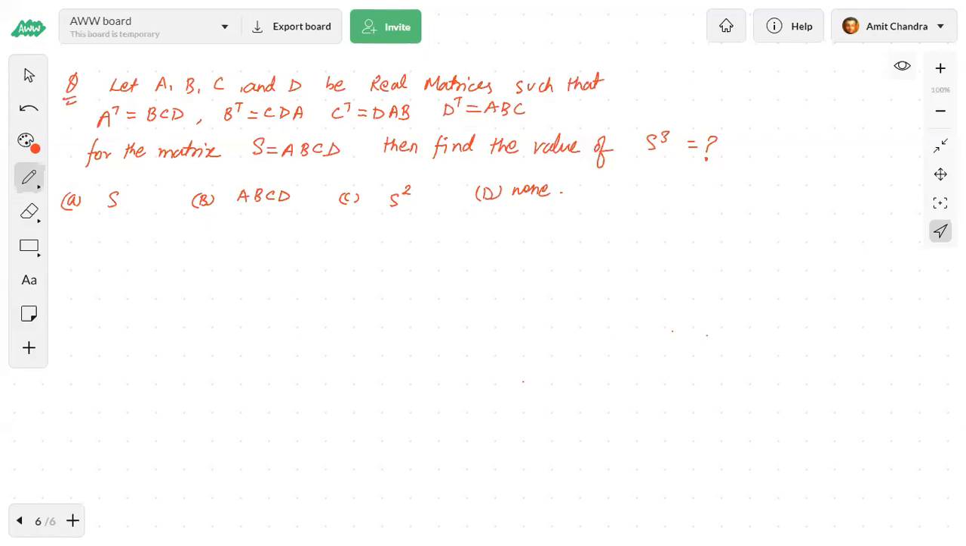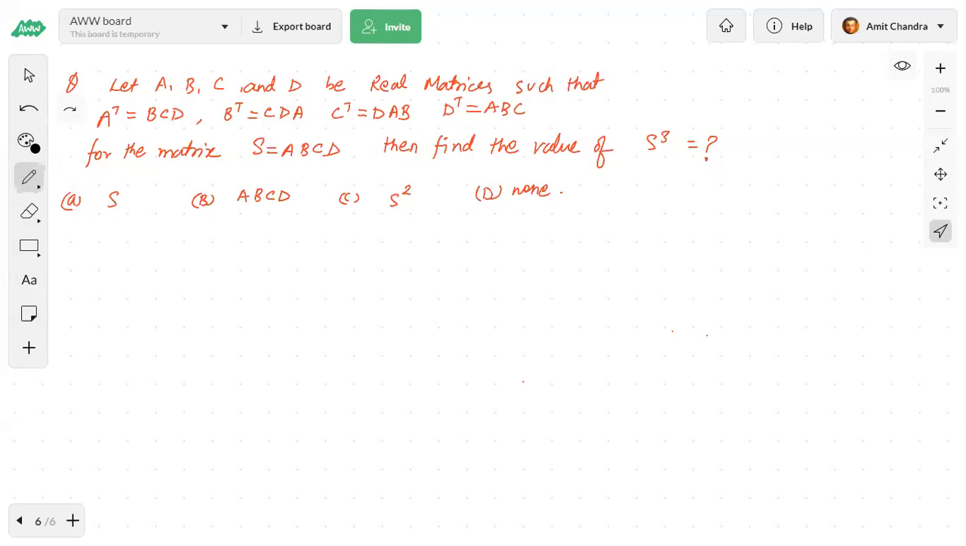Okay, find the value of S cube. Yes, Lakshmi, that is correct. Yes, option A. Let's see. This is a simple question.